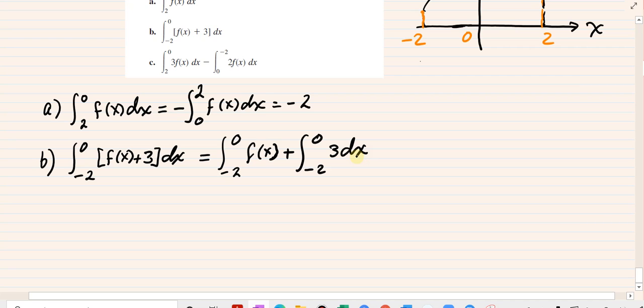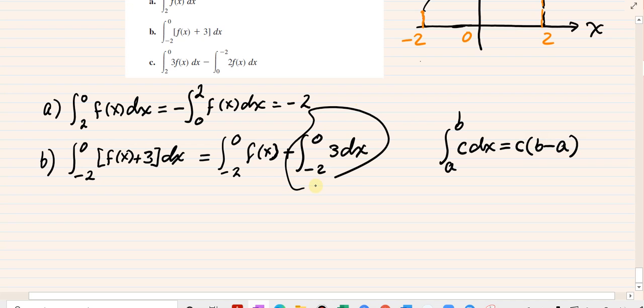Now remember, for the constant function, the integral of a constant dx as we go from a to b, we said that would be the area of a rectangle, right, given by c times b minus a. And that's what I'm going to do for this one, because 3 is a constant.